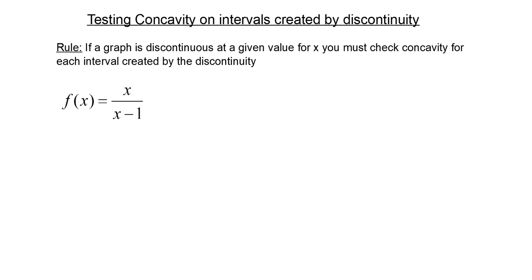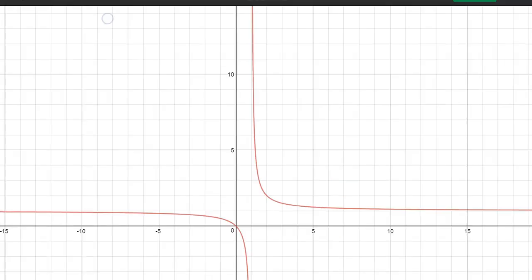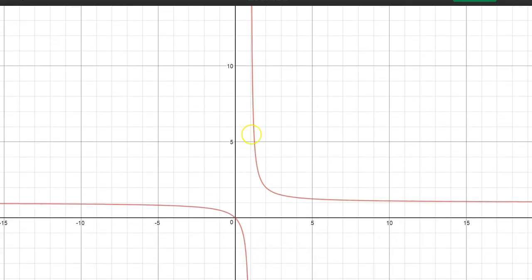I've got f of x equals x over x minus 1. Now, I know that there's a vertical asymptote created at x equals 1, right? So, if I looked at this graph, and I'll show you this now. I've graphed this out. Here's what that graph of x over x minus 1 looks like. As you can see, there's a vertical asymptote right here at x equals 1, right? Okay?